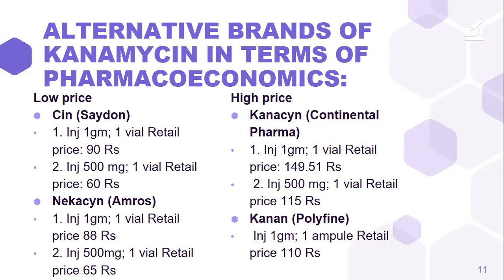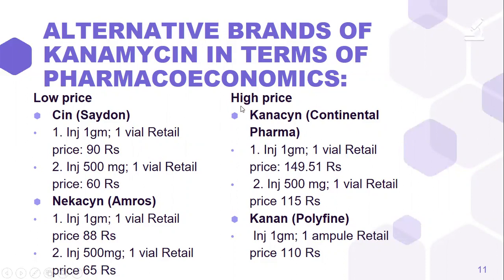The first category is the low price brands. Here we have Sin from Sedon, and the injection 1 gram, 1 vial, the retail price is 90 rupees only. And for 500 milligram injection in 1 vial, the retail price is 60 rupees. Second brand is Negacin from Emros, and the injection of 1 gram, retail price is 88 rupees, and 500 milligram injection in 1 vial, the retail price is 65 rupees only.